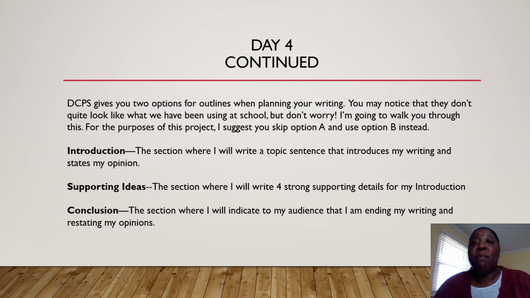These are the 3 main components that we're going to work on in option B. Your introduction. This is the section where I will write a topic sentence that introduces my writing and states my opinion. Supporting ideas. This is the section where I will write 4 strong supporting details for my introduction. And conclusion. This is the section where I will indicate to my audience that I'm ending my writing and I am restating my opinion.